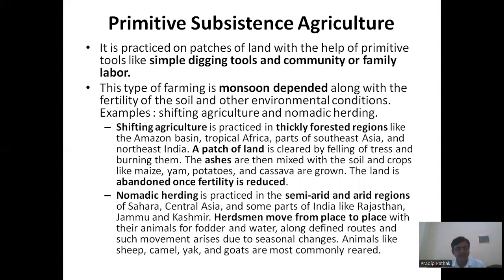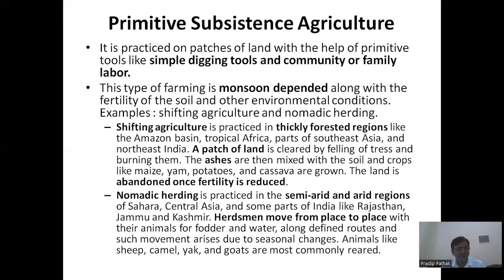It is practiced on patches of land with the help of primitive tools like simple digging tools and community or family labor. As I told you earlier, these people do not have access to modern tools and equipment, so they depend on simple digging tools and supporting items. The second thing is that this type of farming is monsoon dependent, along with the fertility of the soil and other environmental conditions, because they do not have access to pesticides, insecticides and many other things which modern agriculture is supposed to utilize.